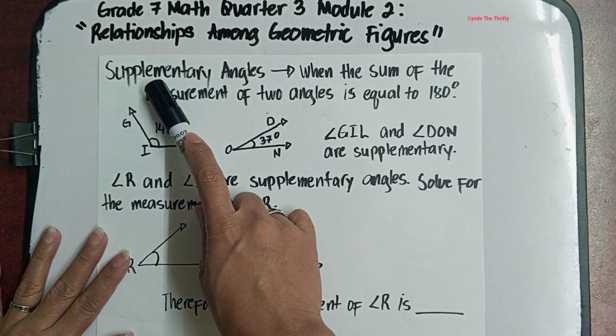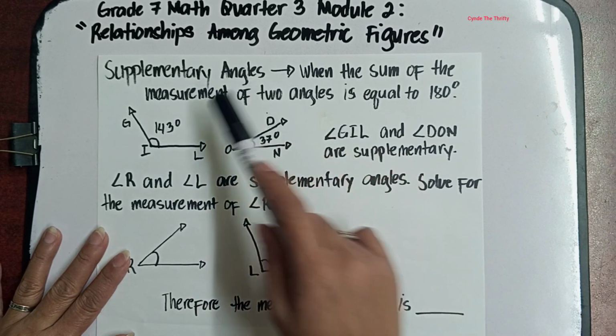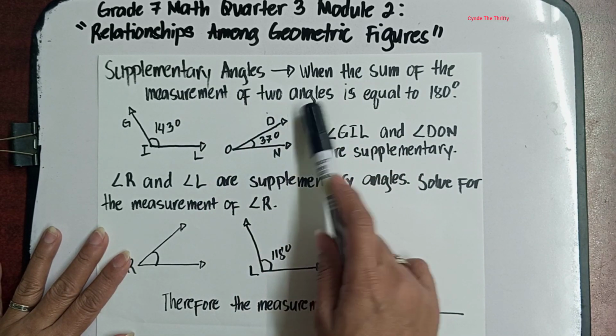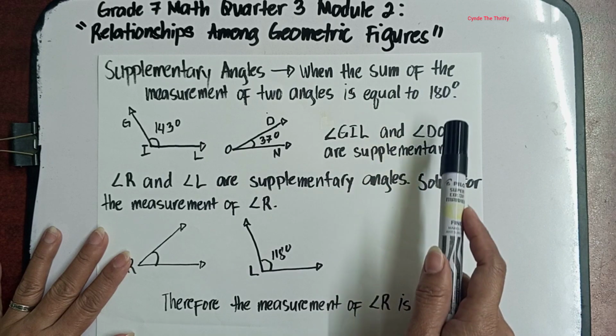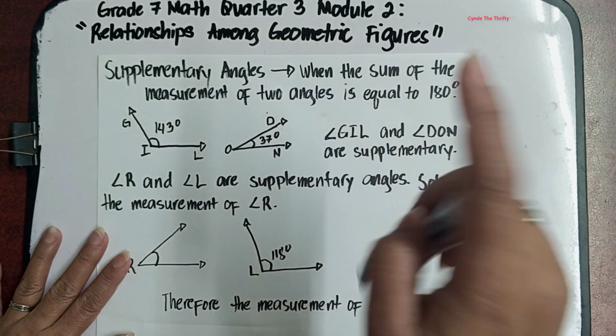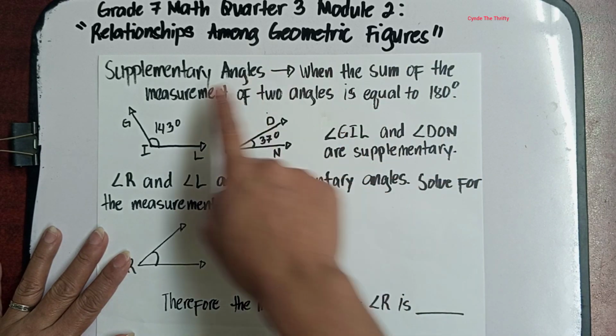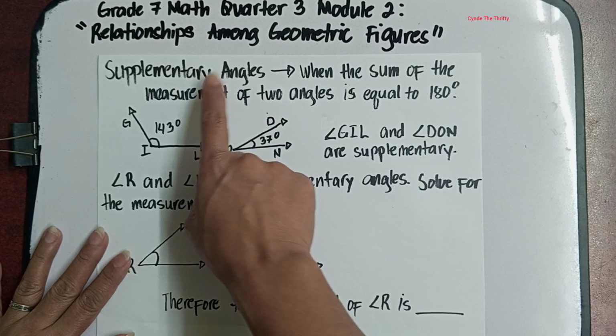First is supplementary angles. So ano yung supplementary angles? When the sum of the measurement of two angles is equal to 180 degree. Okay, so kung meron kang dalawang angle tapos ang sum nila is 180 degree, ang tawag natin doon is supplementary angles.